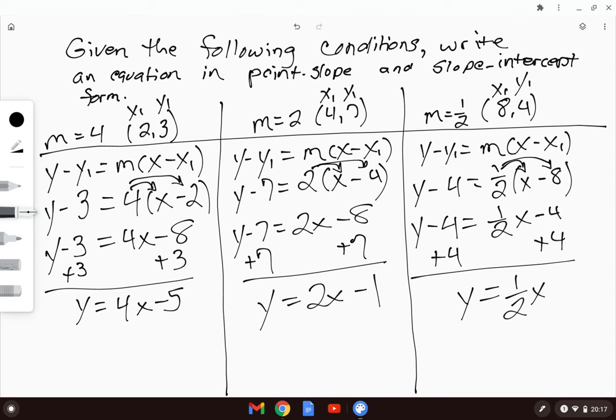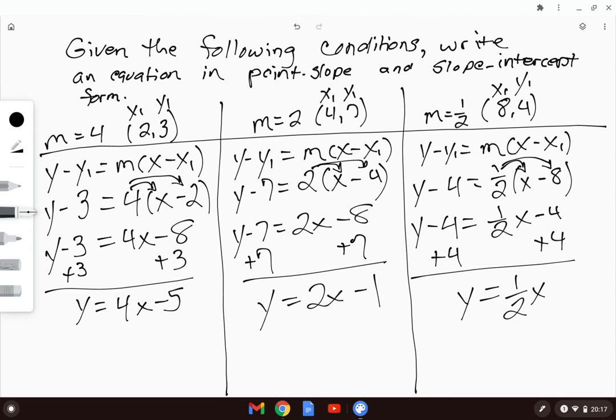So you see, this is all you have to do when you see a problem that says, given the following conditions, write the equation in point slope form and slope intercept form. So point slope form is the first form you write it in by just substituting those numbers in there, and then you can change it to slope intercept form, which is what you were doing yesterday.